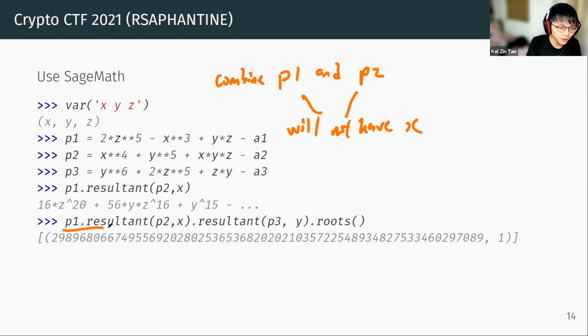So here you remove x. So x is removed here, x is removed. And then you plug in this equation, and then you take the resultant with P3 again. So here y is removed.